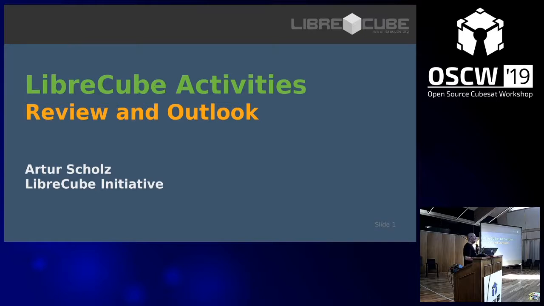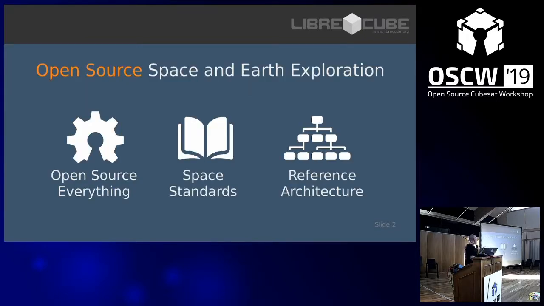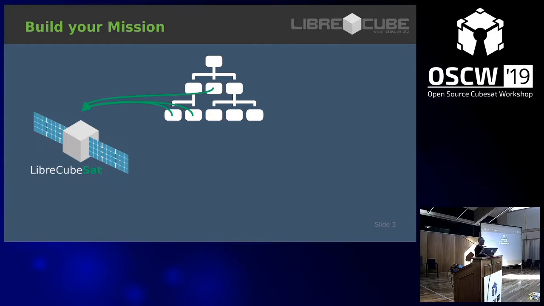So, okay, let's start. LibreCube is based on these three pillars. Open source everything, meaning that all the things that we produce will be open source, but also all the tools that we use to do those products and projects are open source, so that really everyone can contribute. We rely on space standards as much as possible, because standards are created by people that put a lot of time and brain power into it most of the time, so it makes sense to tap on this knowledge. And then we have this reference architecture, which is a bit like Lego Mindstorms, maybe.